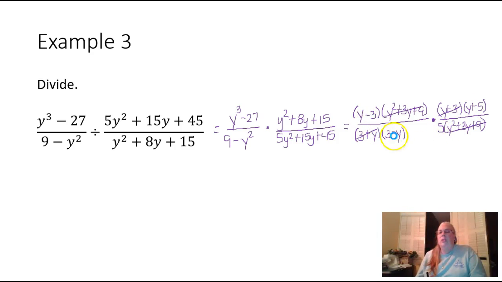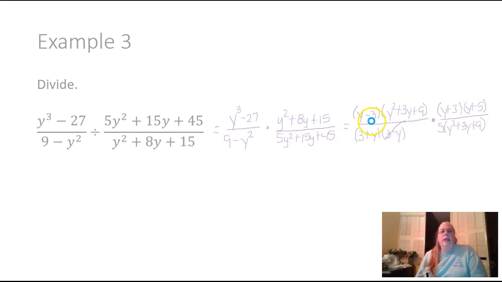I have a y minus 3 and a 3 minus y. These aren't exactly the same, but they're pretty close. Remember, in a couple of slides earlier, we said that if the factors were changed, they were in different positions, then they actually will cancel, but they won't cancel and leave you with 1. They actually will cancel and leave you with a negative 1.